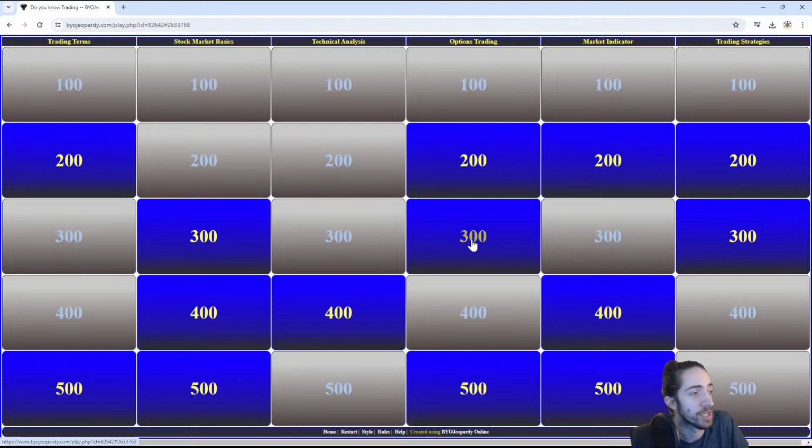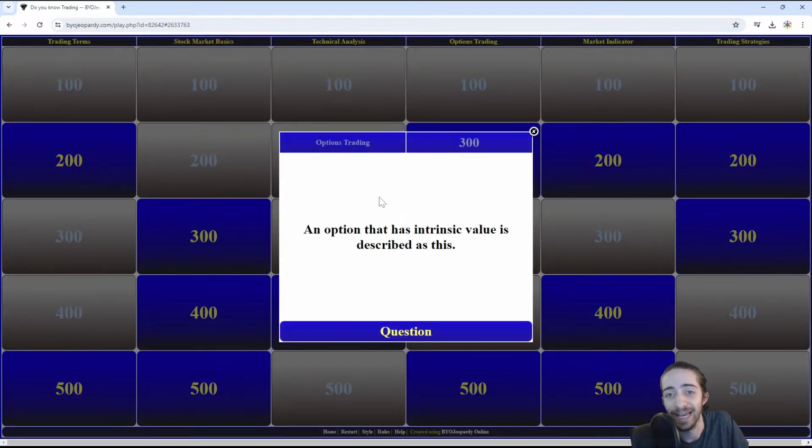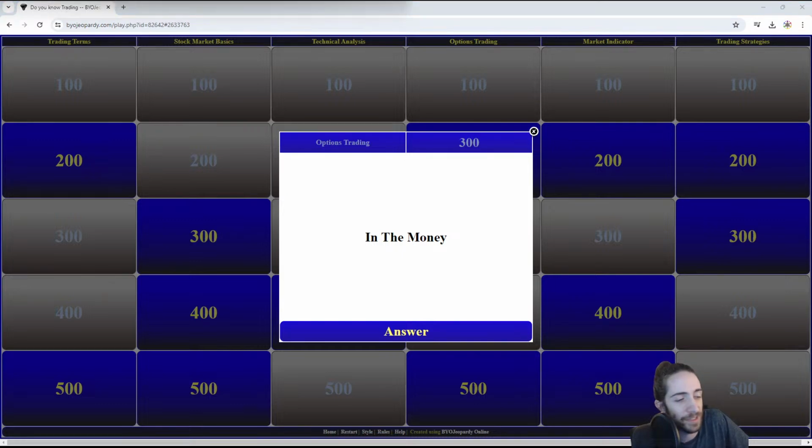So let's go with options trading for 300. An option that has intrinsic value is described as this. Again, a bit of a tougher one. Give you guys a few seconds on this one. All right, we got some answers coming in. In the money, right? So what is in the money? There's that in the money answer we were looking for earlier, Victoria. When you got that right, that was awesome. Good stuff, good stuff. What is in the money is when an option has intrinsic value.